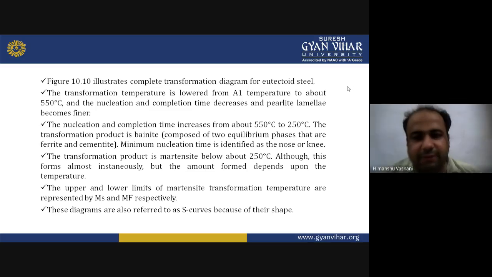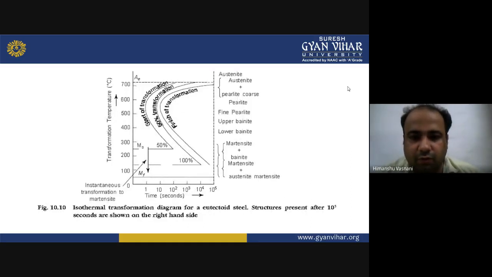The minimum nucleation time is identified as the nose or the knee. You can see at the bottom a kind of nose that is formed in front of bainite. So it is called a nose or a knee in this diagram. You can easily see it.